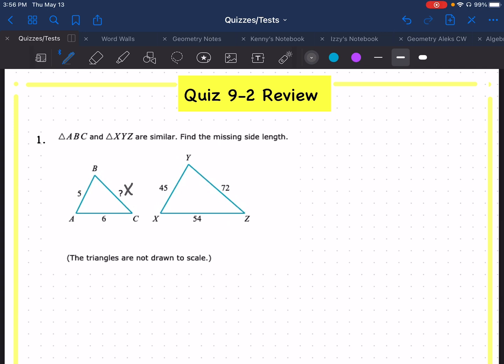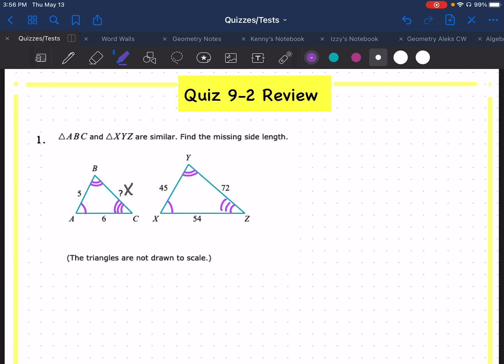The first thing I'm going to do is use the statement, how they named the two triangles, to mark the equal angles, which will then allow me to mark the sides that are proportional to one another. So A is equal to X because they're the first letters. B is equal to Y because they're the second letters in the names of the two triangles. And the last letters C and Z are going to be equal to each other.